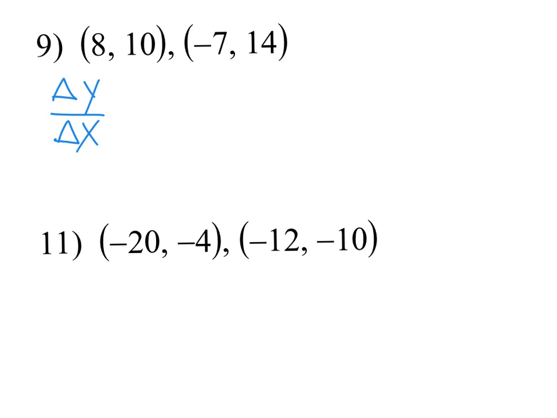So in number 9, in this problem, we have 8, 10. Which is our x and which is our y? It's always alphabetical order, x and y, because it goes W, X, Y, Z in the alphabet. So x comes before y, and it does the same thing in coordinate pairs.